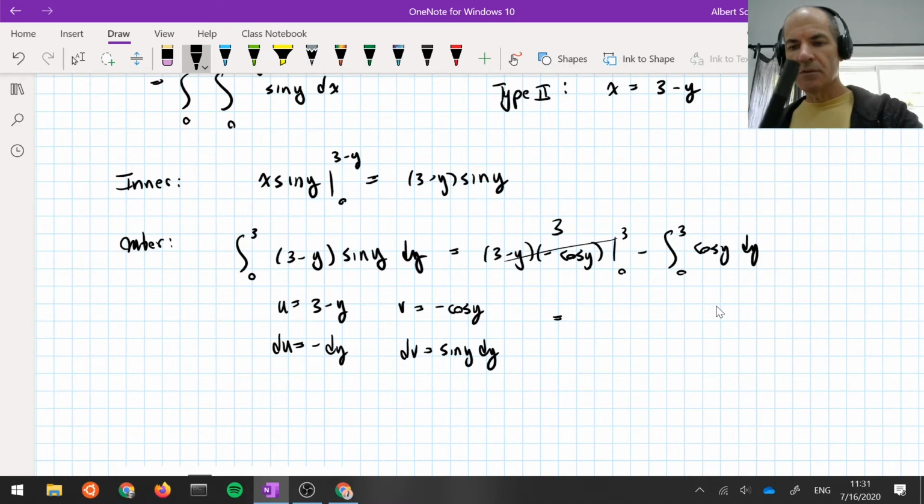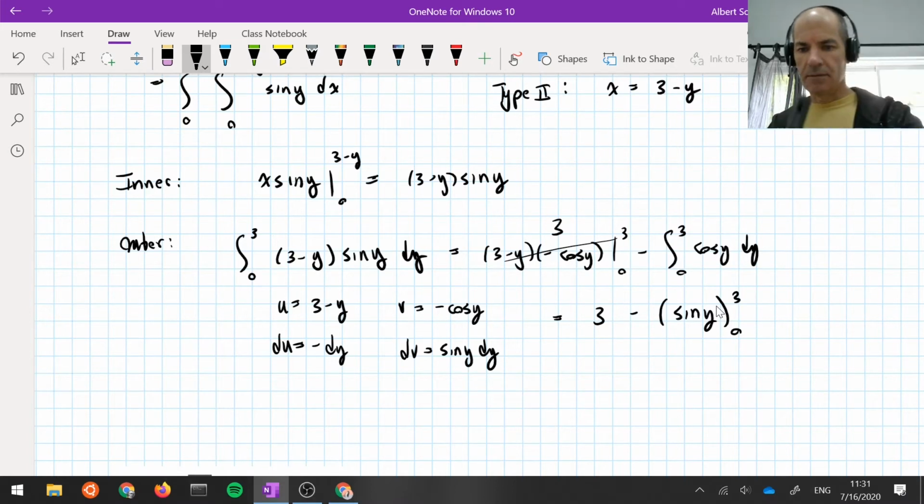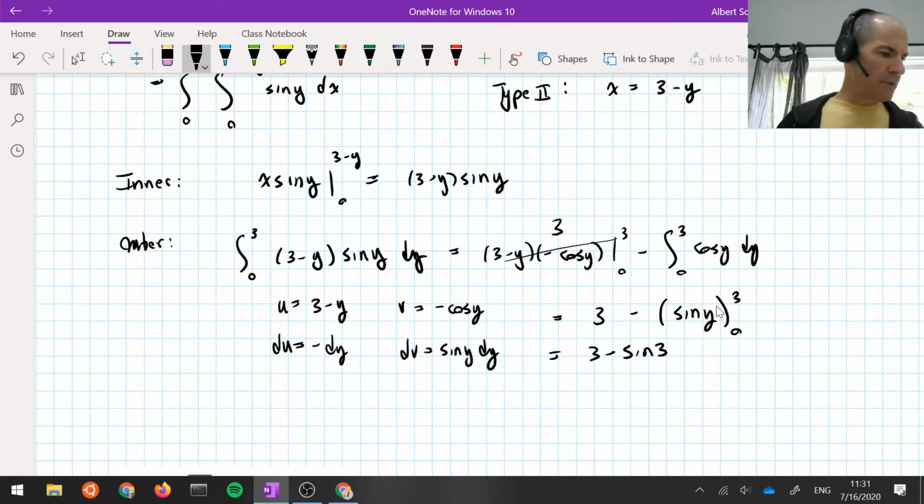The integral of cosine y is sine y, so we get 3 minus sine of y from 0 to 3. Looks like that's going to be 3 minus sine of 3. Let me check my notes here.